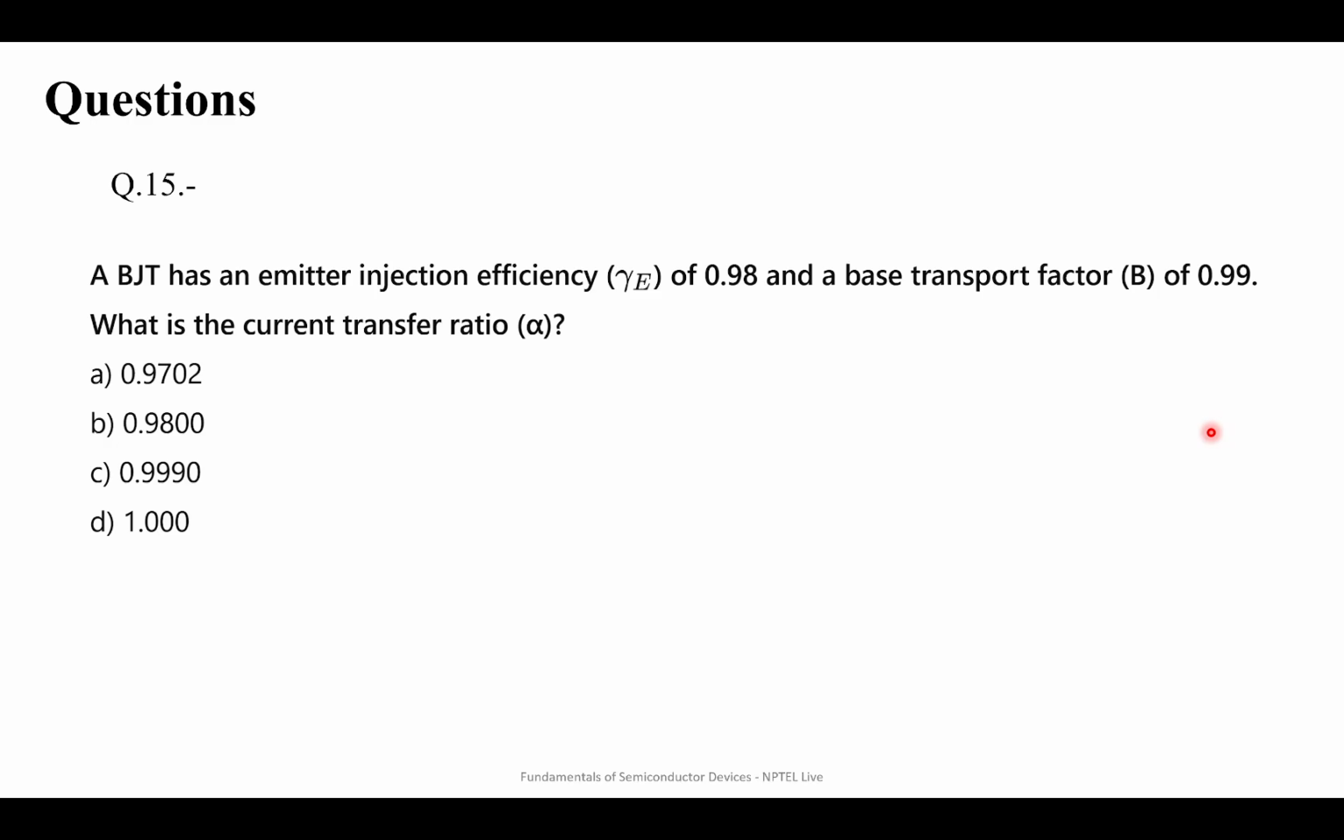A BJT has an emitter injection efficiency gamma E of 0.98 and a base transport factor beta T of 0.99. What is the current transfer ratio alpha? 0.9702, 0.9800, 0.9990, or 1.000?